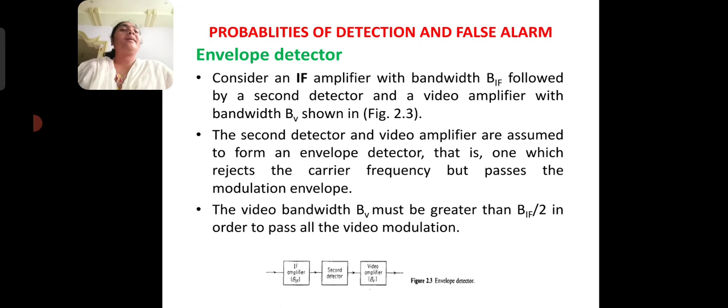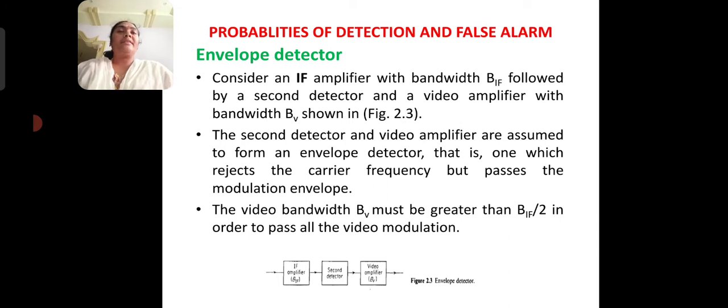Consider an IF amplifier with bandwidth BIF followed by a second detector and a video amplifier with a bandwidth of BB, shown in figure 2.3. The second detector and the video amplifier are assumed to form an envelope detector. What do we mean by the envelope detector? It is to reconstruct the signal that we are receiving from the receiver. That is one which rejects the carrier frequency but passes the modulating envelope.